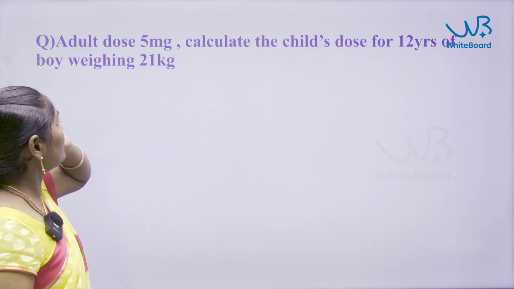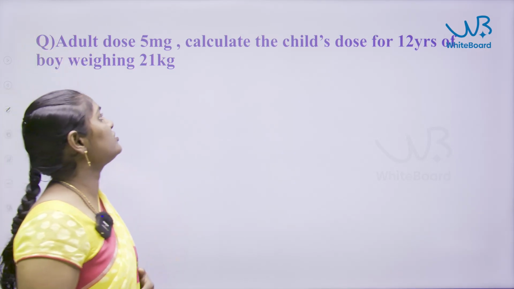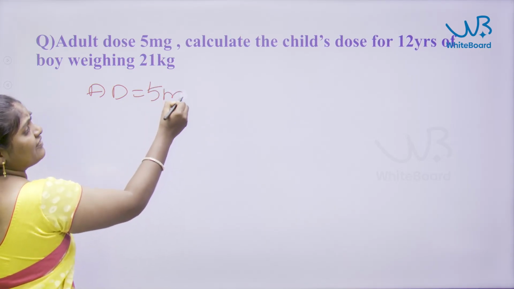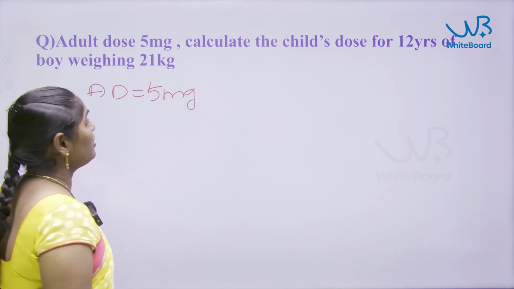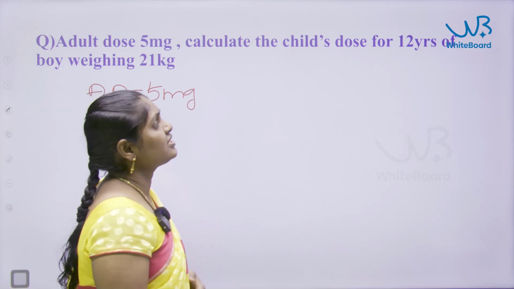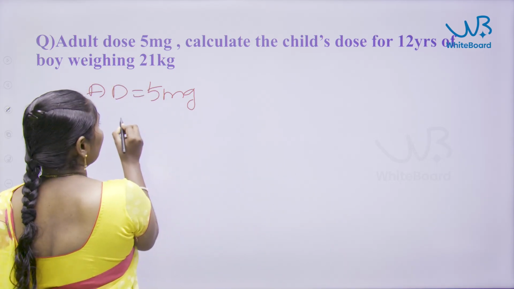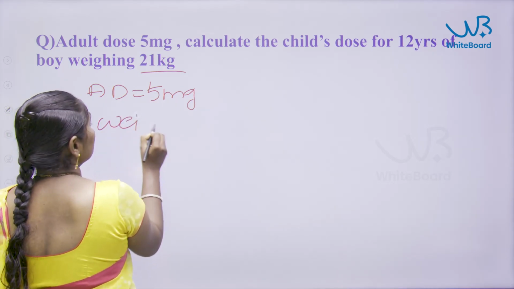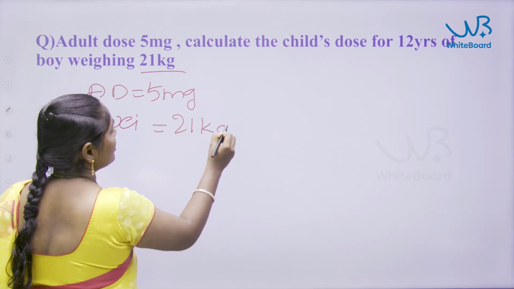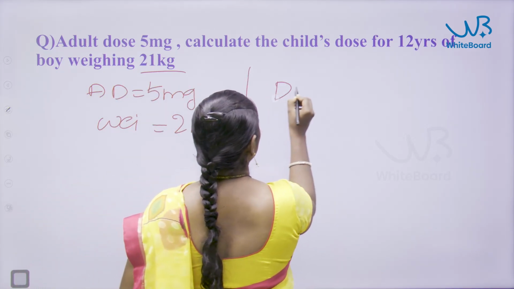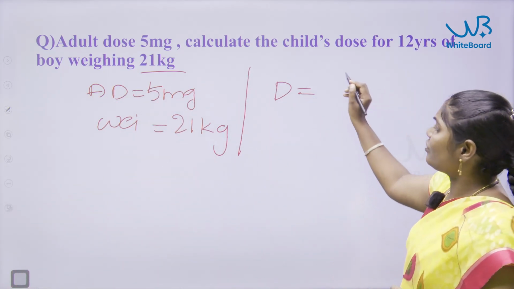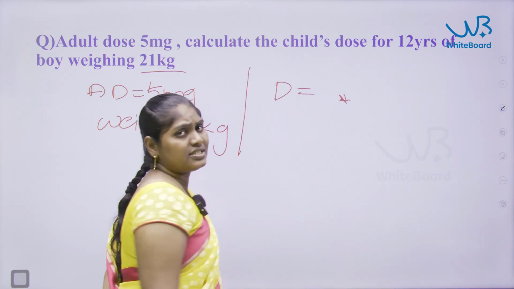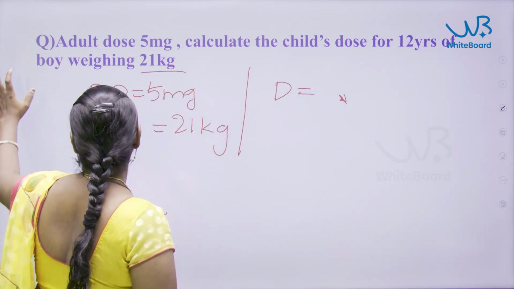Okay. So coming to the next problem, the adult dose, AD, they have given is 5 mg. And coming to the child dose, they gave the age in years again, but I am calculating only with kgs. The weight is 21 kgs. So what is the formula? The dose to be calculated is equal to how much?